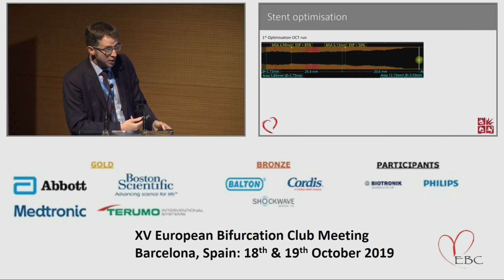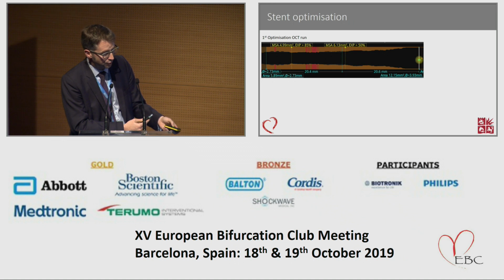And then having more aggressively post-dilated with 3.0, 3.5 and 4.0 NC balloons, we can then compare the first run to the second run. So that's the one I've already shown you. And then the second run, if you just allow that to advance.